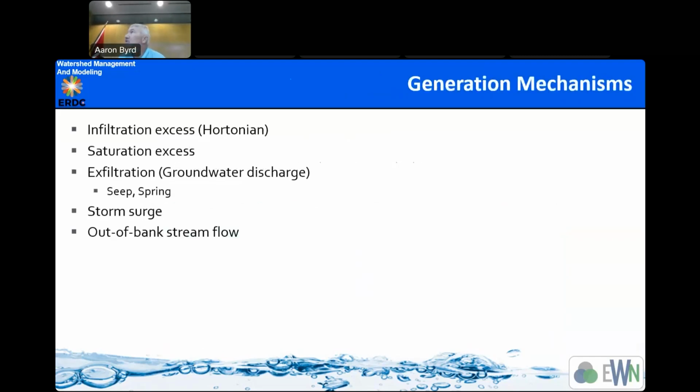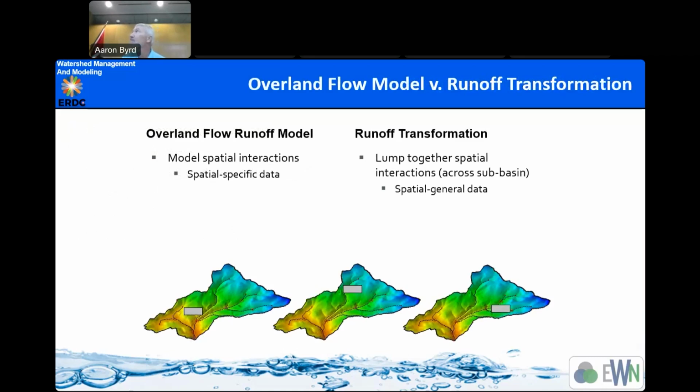So we talked about the generation mechanisms. Seems like a long time ago now, but there they are. Plus a couple extras I didn't really talk about because they're out of the norm. Storm surge is a way you can get overland flow, and then out of bank stream flow, when the stream comes out of its banks and flows over into the overland flow plain and creates additional stream flow. And so in our model, we get overland flow versus runoff transformation.